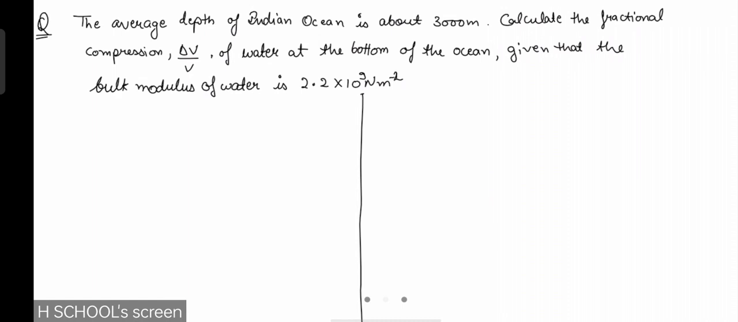Okay, now let's do this question. To do it, you first need a little knowledge of how we find the pressure in the case of a liquid. In this question, the depth of the Indian Ocean is given as about 3000 meters. We need to find the fractional compression, that is del V upon V, of the water at the bottom of the ocean, given the bulk modulus of the water.